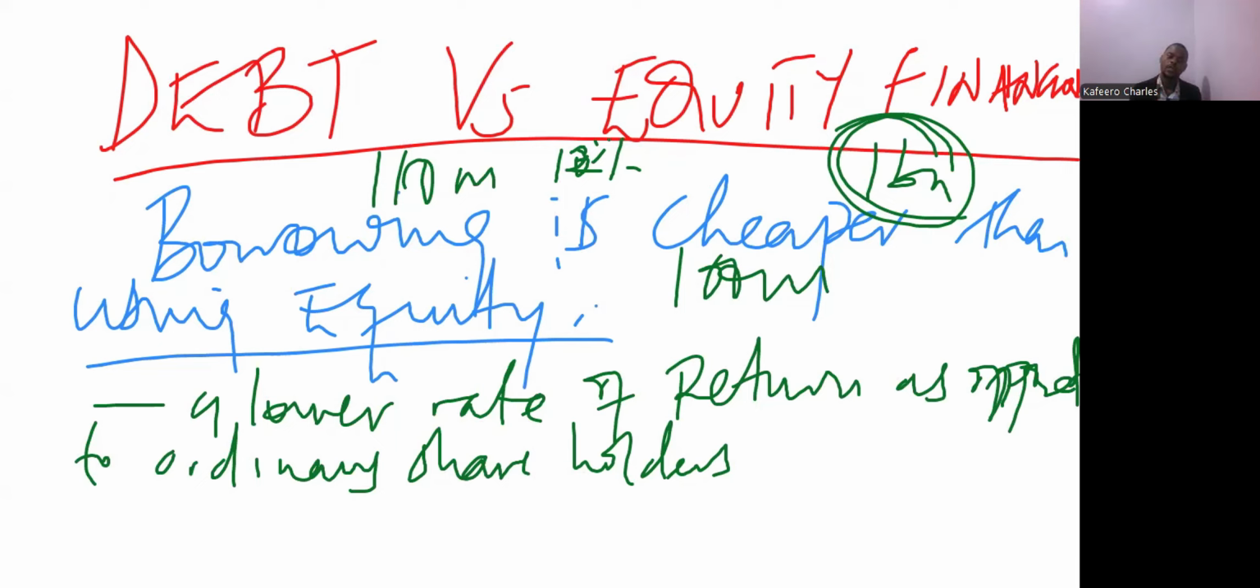So that's why it is cheaper for you to finance a business using borrowed money than equity. Because a lender requires a lower rate of return as opposed to the shareholders.